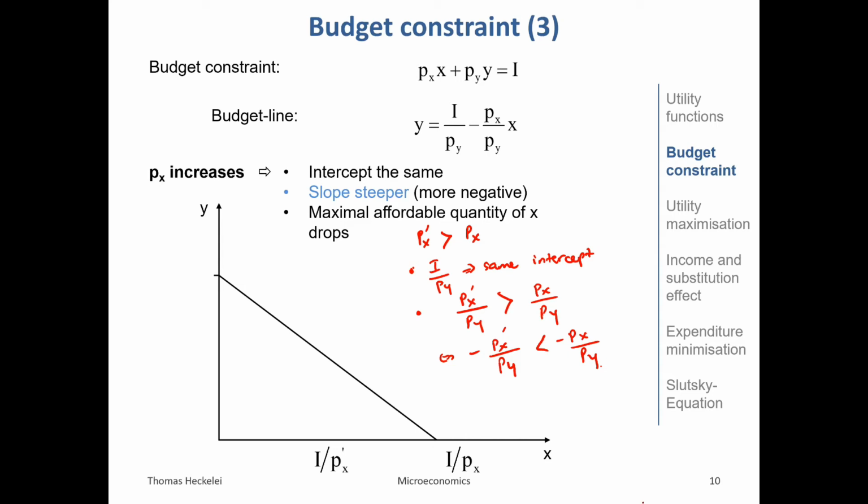And we also have the maximal affordable quantity of x, which is I, but now over px prime, is smaller.